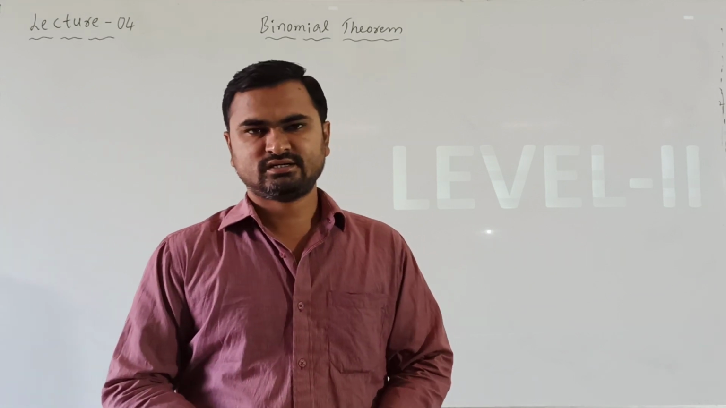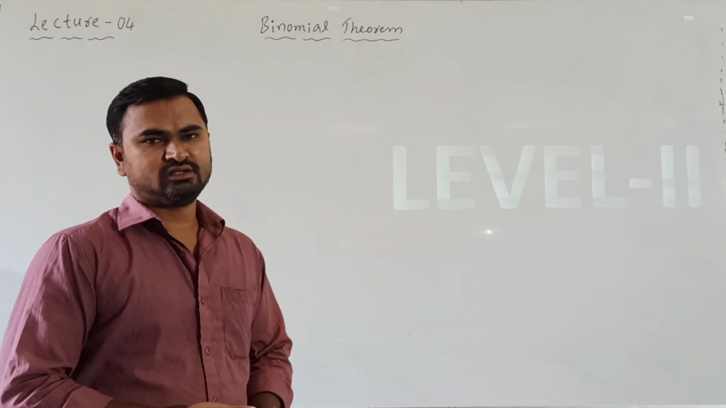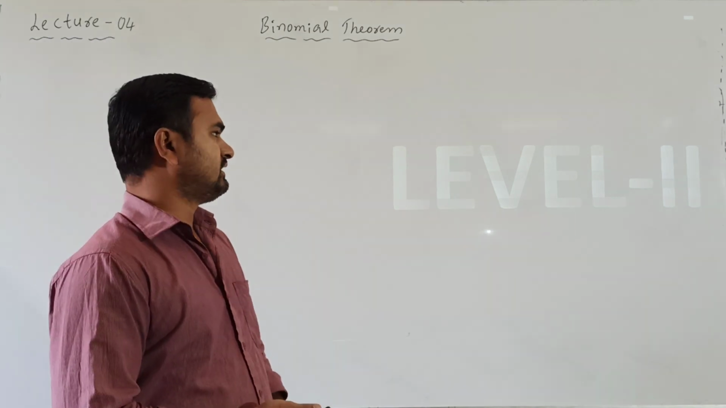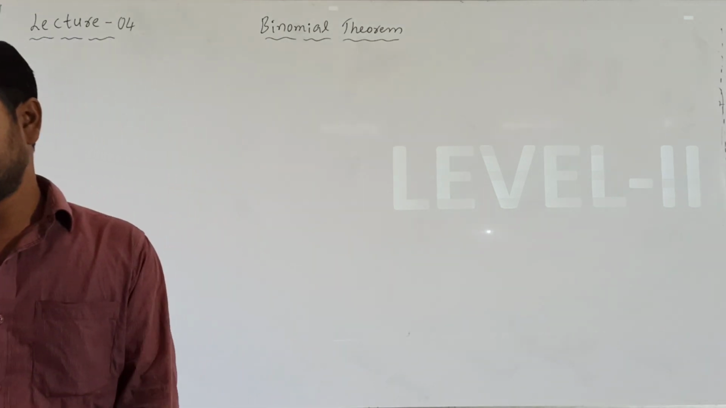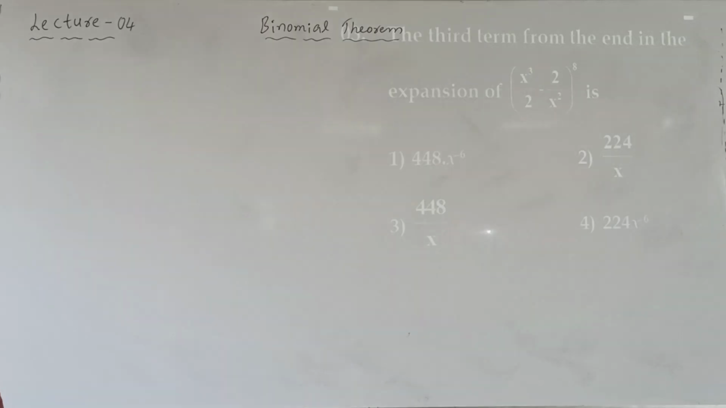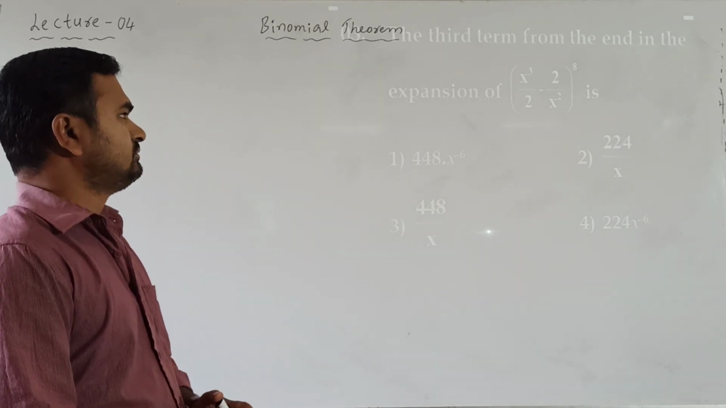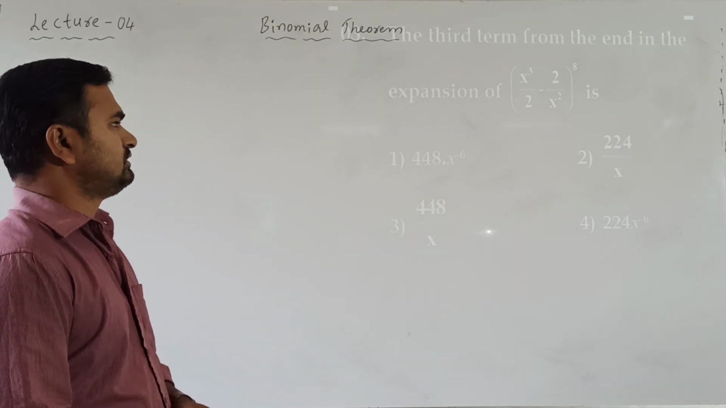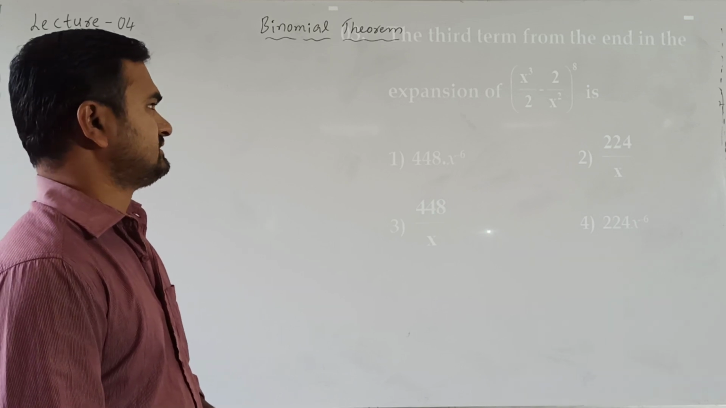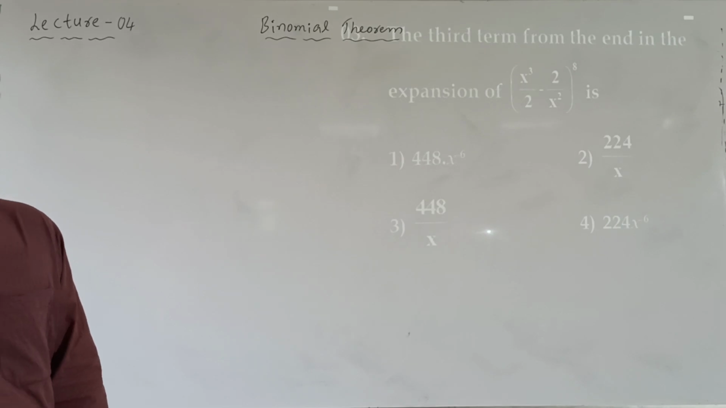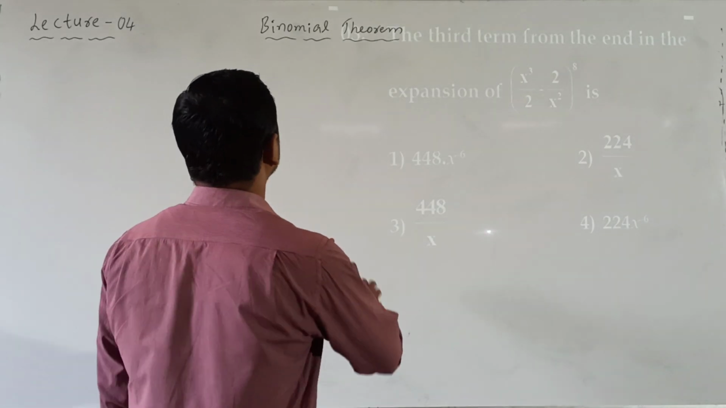So in the last class we completed up to level 1 binomial theorem. So let us continue our discussion from level 2. See the question. The third term from the end in the expansion of (x cube divided by 2 minus 2 divided by x square) whole power 8 is. So in this expansion we have to find the third term from the end.